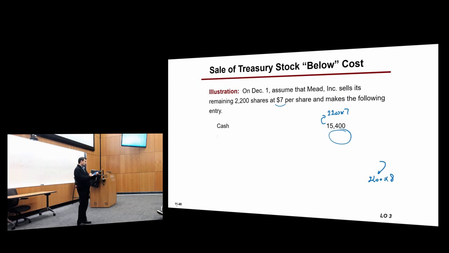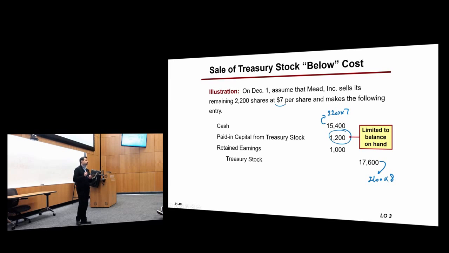So what happens is that when you are selling treasury stock, if you keep selling it below cost, at a certain point the difference will have to be taken from retained earnings. This is why here we debit retained earnings. Those two together are the difference between the sales and the cost. Do you understand this point here?